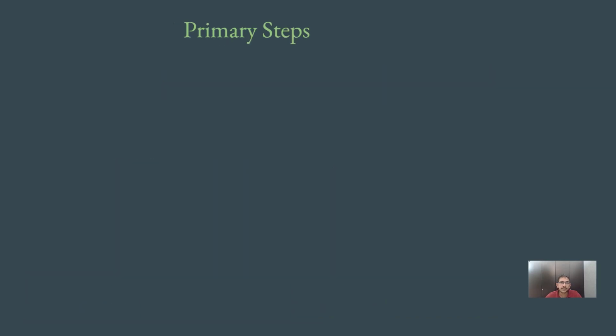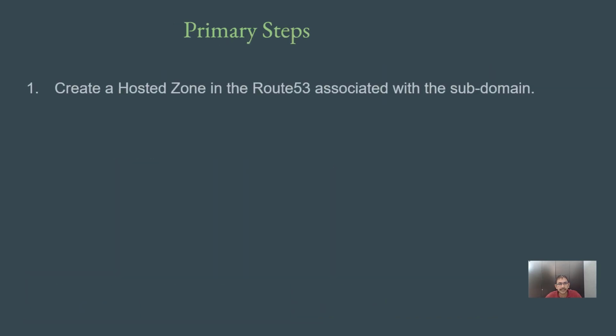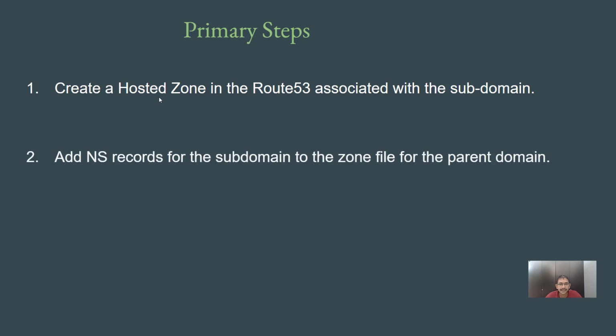Now, a few important things specifically related to the steps. The first step when you do a subdomain delegation is you create a hosted zone in Route53 associated with a subdomain. For example, you create a hosted zone of demo.kplabsinternal.com in Route53, and then you add the NS record for the subdomain to the zone file for the parent domain. This is something that we have seen.